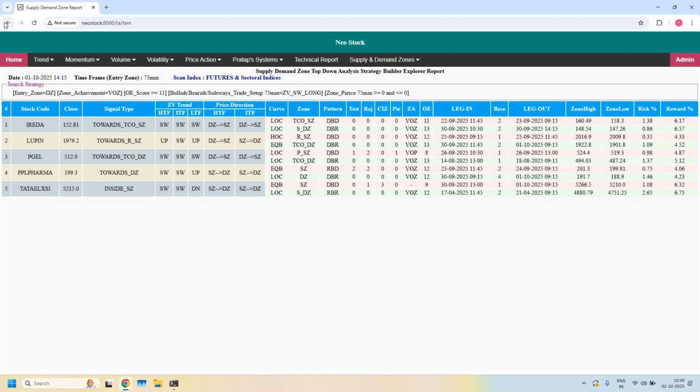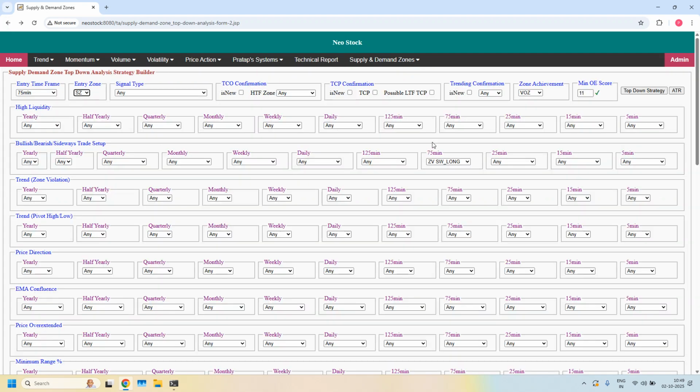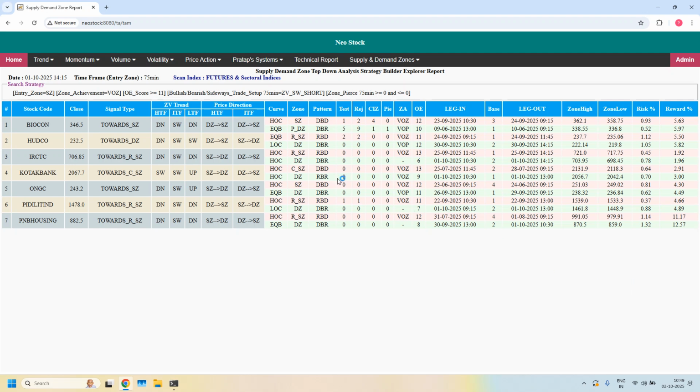Okay, next the sideways short trade setup. Changes are 75 minute supply zone and sideways short. And we got 7 stocks. And all the entry time frame zones are 75 minute supply zones. You should plan trades only if less than 30.3 checklist items are satisfied.